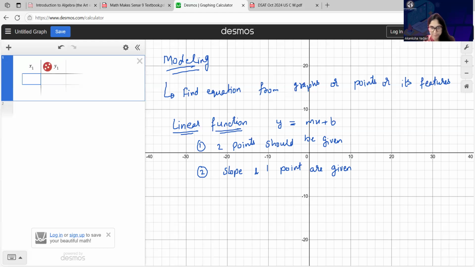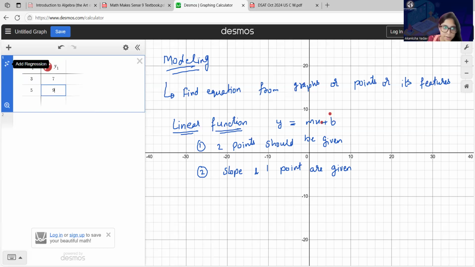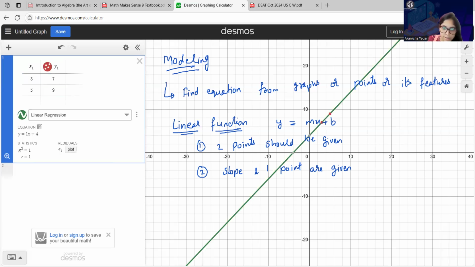Let's say it's given to you 3, 7, and let's say 5, 9. So you can click here. It directly says add regression, and it's a linear regression. You can directly see the equation is 1x plus 4.